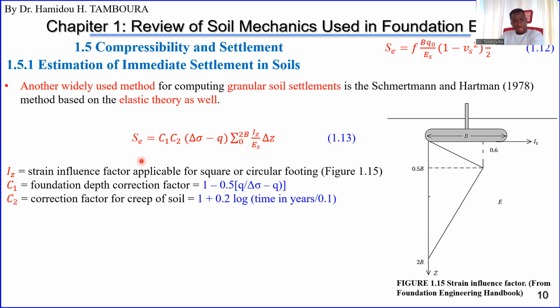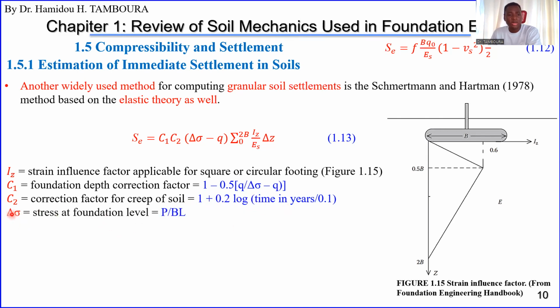So C2 is obtained by this formula, 1 plus 0.2 log of the time in years divided by 0.1. If you want settlement for 10 years, you put 10 here, divided by 0.1. If you are calculating settlement for 20 years, then you put 20 here. That is the meaning. So 1 plus 0.2 logarithm.